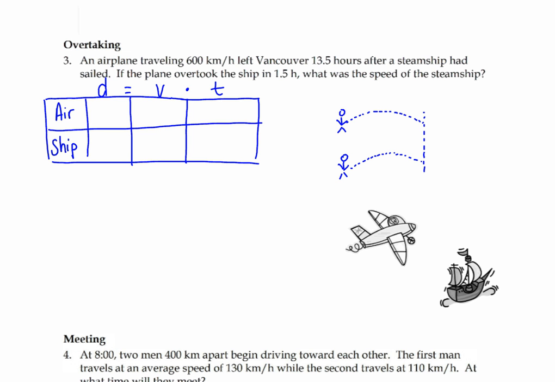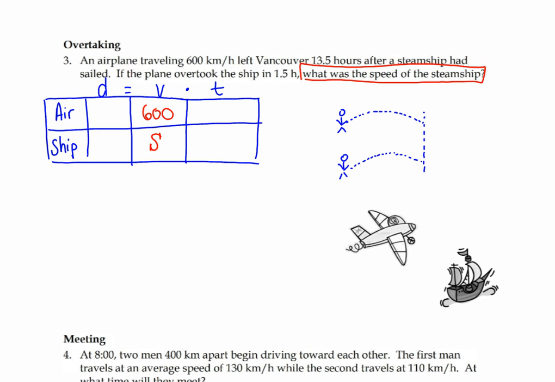It is an airplane traveling at 600. Can we just throw that in the chart? Do we know the airplane speed? Yes. What are we looking for? The speed of the ship. What do you want to call that? S, sure. S for speed of the steamship. Lots of S's there, so let's use one. Now, do we know about the time? What do we know about how long the airplane was in the air?